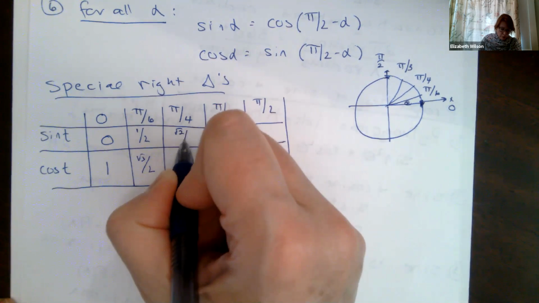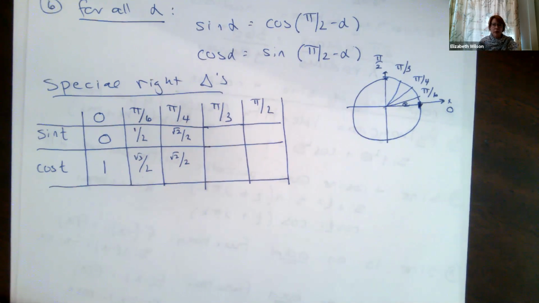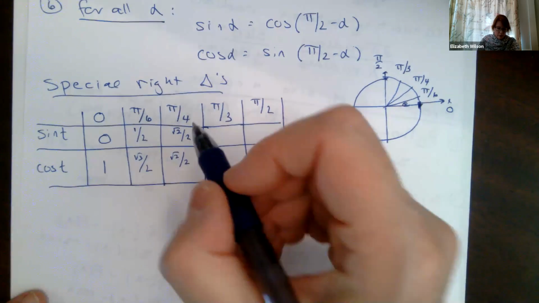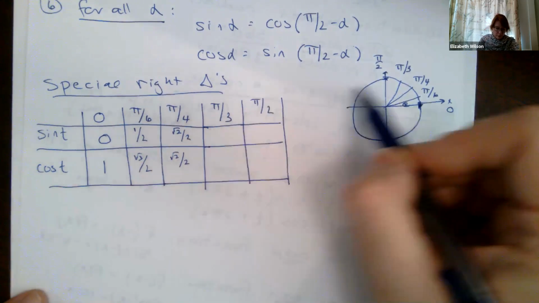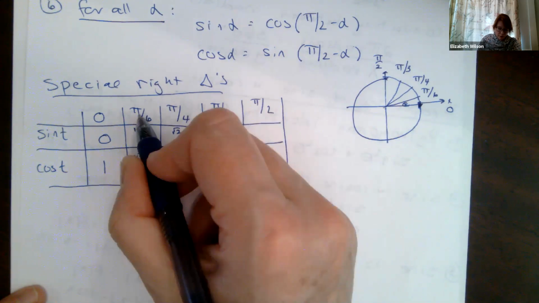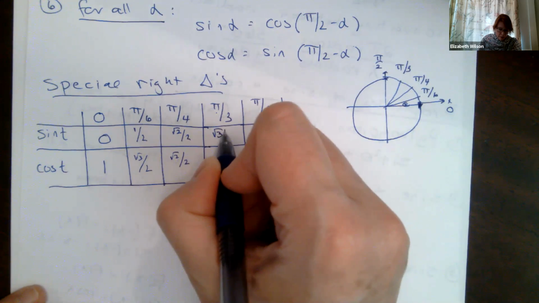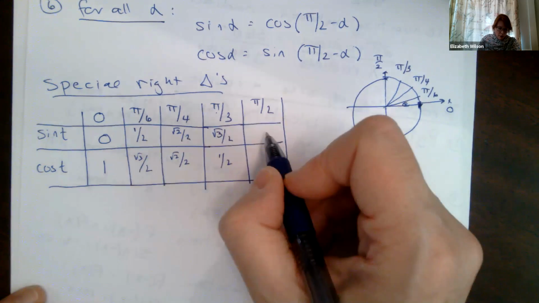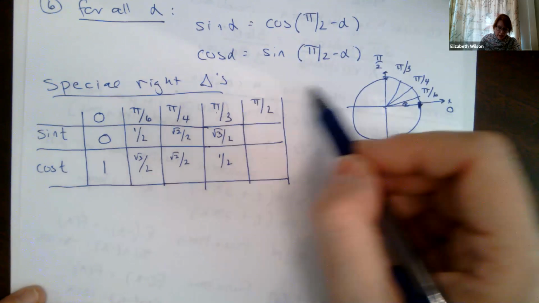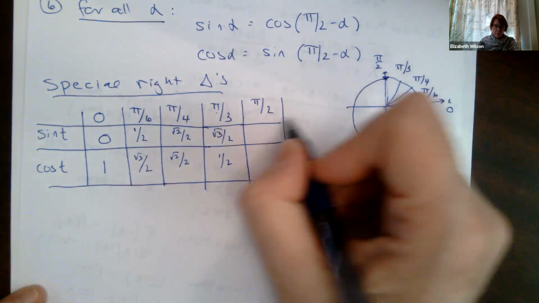Pi over 4, multiples of pi over 4, that's where our sine and cosine are equal to each other. Okay, this is equivalent to our 45-degree angle, right? Pi over 6 and pi over 3 are complementary, right? So you can see these values are the same here. Now, pi over 2, we're up here on the axis. So my y value has its maximum and my x value has a minimum.